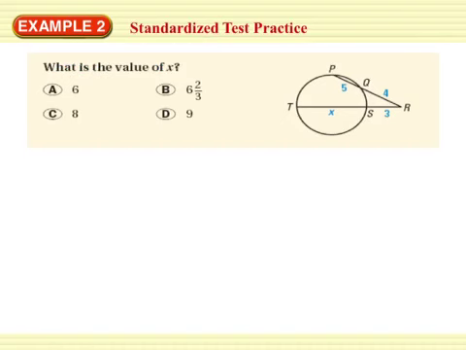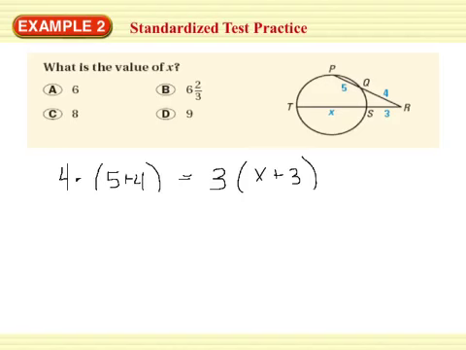Let's try. All right, what is the value of x? So we just said we multiply the external times both of them together, is equal to the external times both of them together. So 5 plus 4 is 9. 9 times 4 is 36. And then distribute this: 3x plus 9.